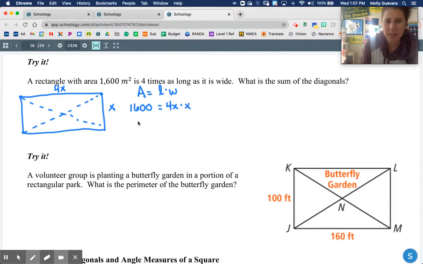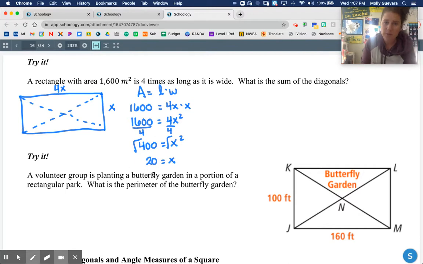So now I can kind of solve this. So I have 1,600 equals 4x times x is 4x squared. I'm going to divide by 4, and I get 400 equals x squared. Okay, I need to get rid of the squared because I just want x, so I'm going to take the square root, and the square root of 400 is 20. So I get x equals 20.